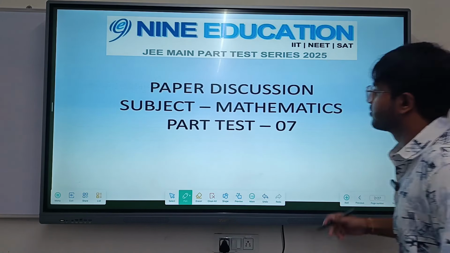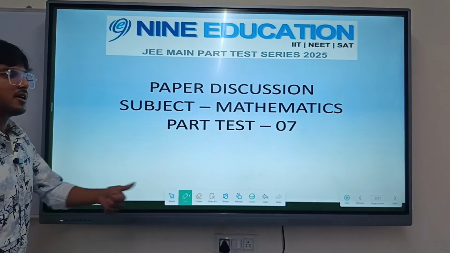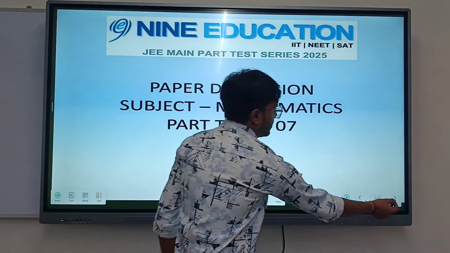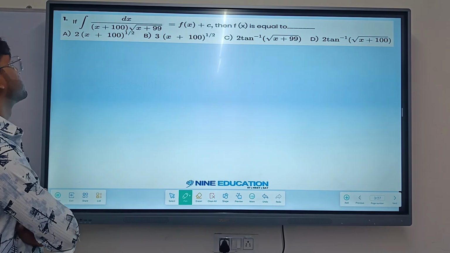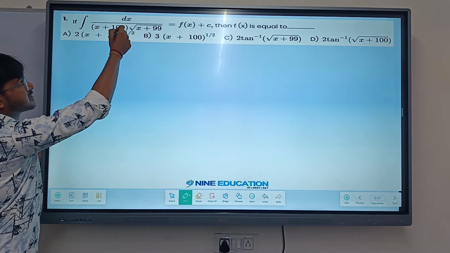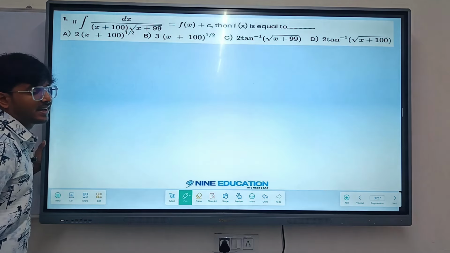So let's start with our paper discussion for Maths Part Test 7. Based on integration, the first question we have is the integration of dx by (x plus 100) into root (x plus 99).